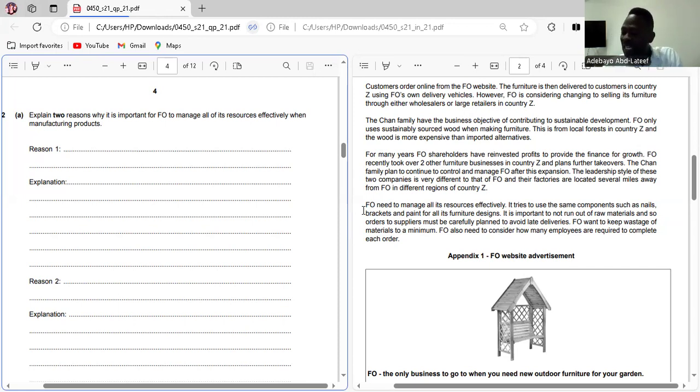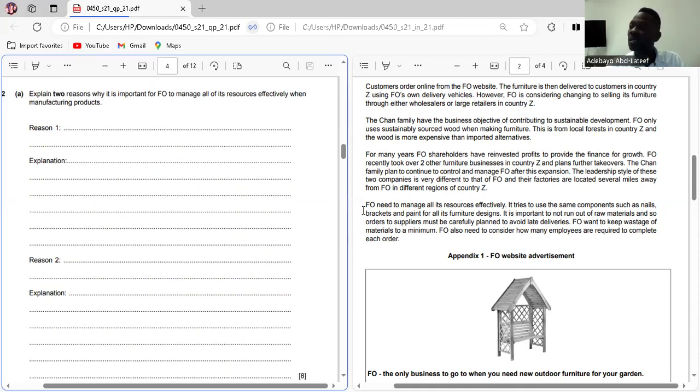Two, it improves efficiency, which means maximum output is produced using minimum inputs. You know, we talked about efficiency before. I think that point is clear. So that's the reason. Their objective is to be sustainable. Sustainable, yeah. It's not a reason.